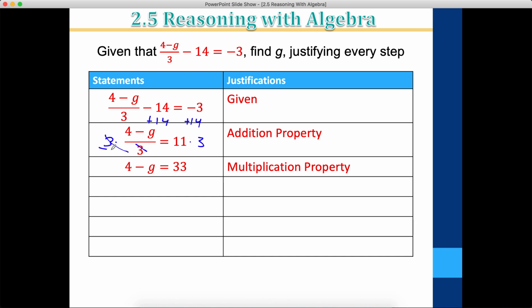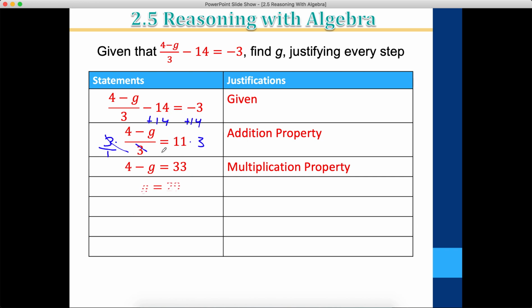Remember that when you're multiplying fractions, you can kind of think of it like cross simplification, where the 3 in the numerator cancels with the 3 in the denominator. And whenever we multiply a fraction by its denominator, all we're left with is the numerator. I'm hoping this isn't the first time you've heard that, but just a casual reminder.